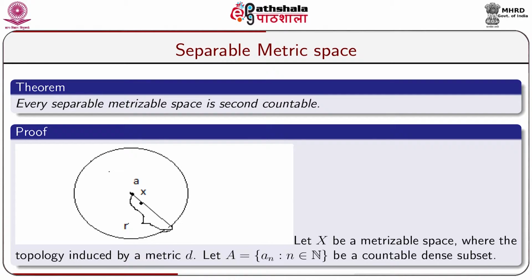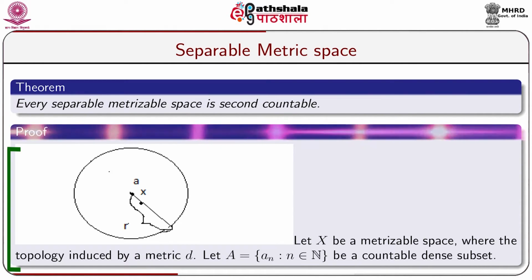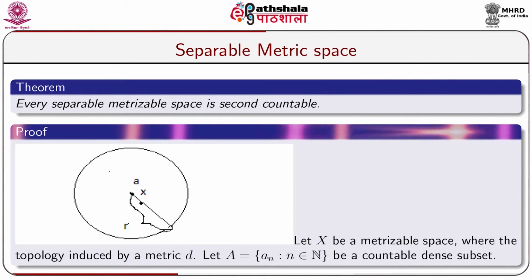In the case of metric spaces, we can prove that if it is separable, then it becomes second countable. The proof can be best shown by the diagram given here. Let X be a metrizable space and let capital A be a countable dense subset. Since X has been considered as a separable space, we can find such a subset.